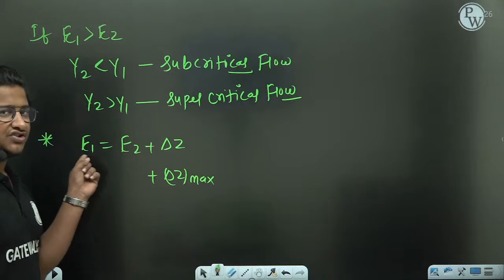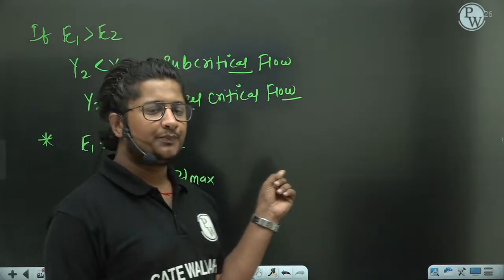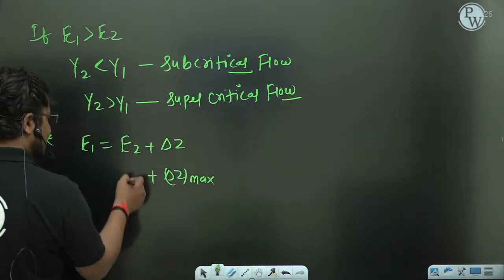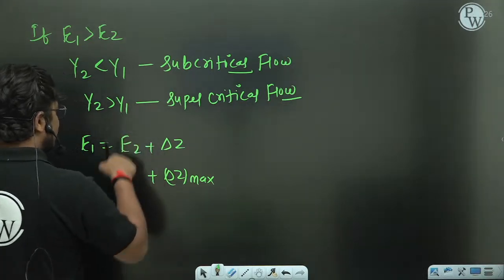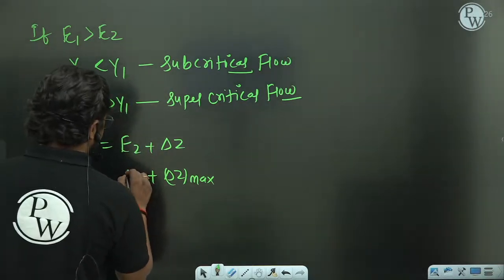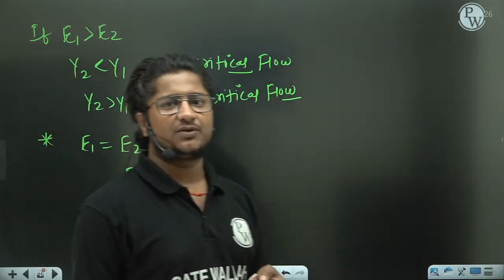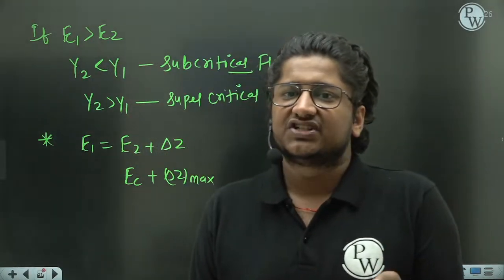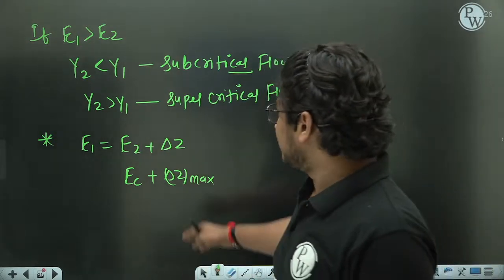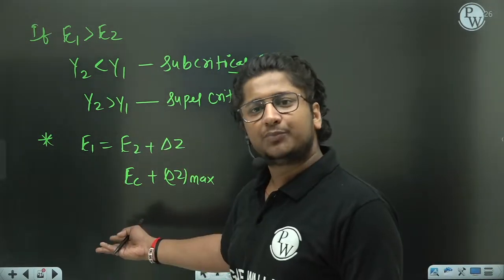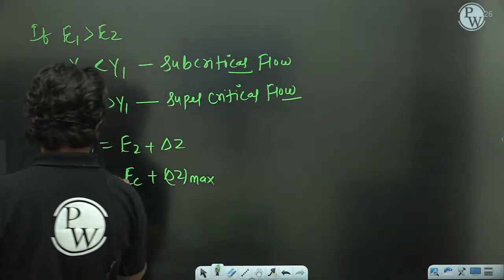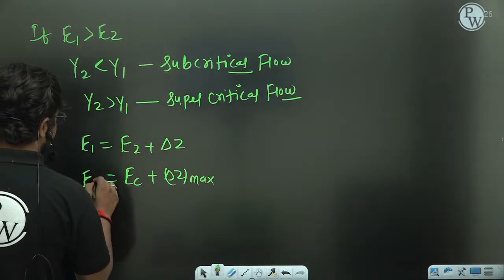See, E1 cannot change. You cannot change the initial flow. So in that case, E2 has to go down. So E2, up to what point can you go down? Up to EC. Below the critical specific energy, it is not possible, na? Because critical specific energy is the minimum of specific energy. So E2 can be lowered up to what point? Up to EC. And then it becomes E1.